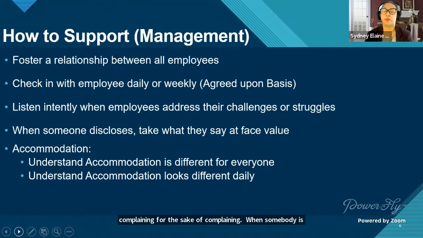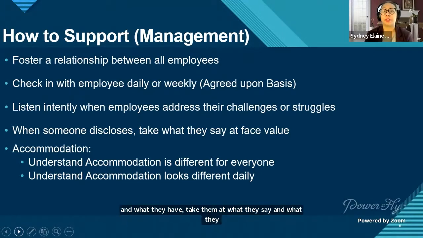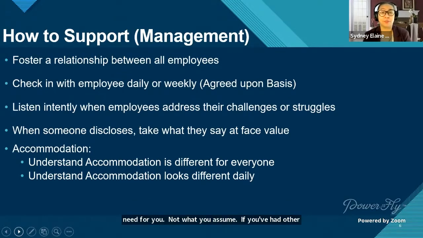When somebody is close to you, take what they say at face value. For example, if an employee tells you that they're autistic, don't say, "Oh, I have a nephew that's autistic and he's like 5, nothing like you." When they share their experiences and what they need from you, take them at their word, not what you assume. Or if you've had other employees that are autistic, don't compare them to the other employee, because everyone's different, whether you're neurodivergent or not. So just take what they say at face value and work with them to understand.